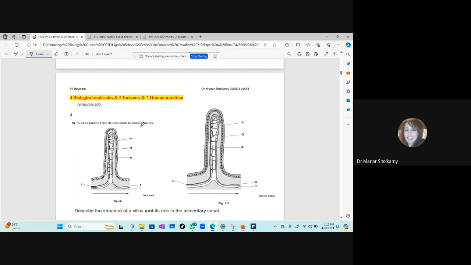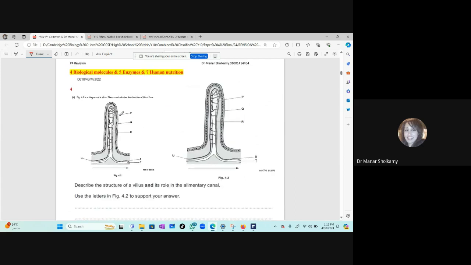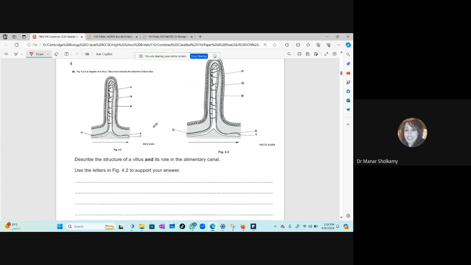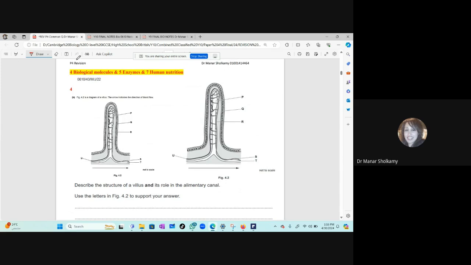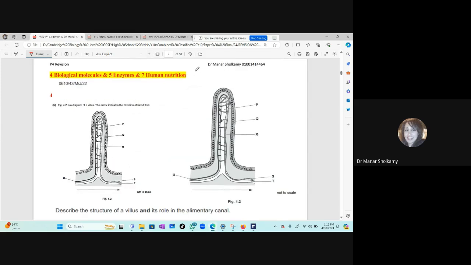Now, this picture is very important. Here we have a lesson on enzymes and human nutrition, etc. They love the villi. Now let's label this, because this was one of the hardest labels. Usually the labels are easier. What is P? I put two pictures here, a smaller and a bigger one. Very good. This is the lacteal. Okay. What is Q?